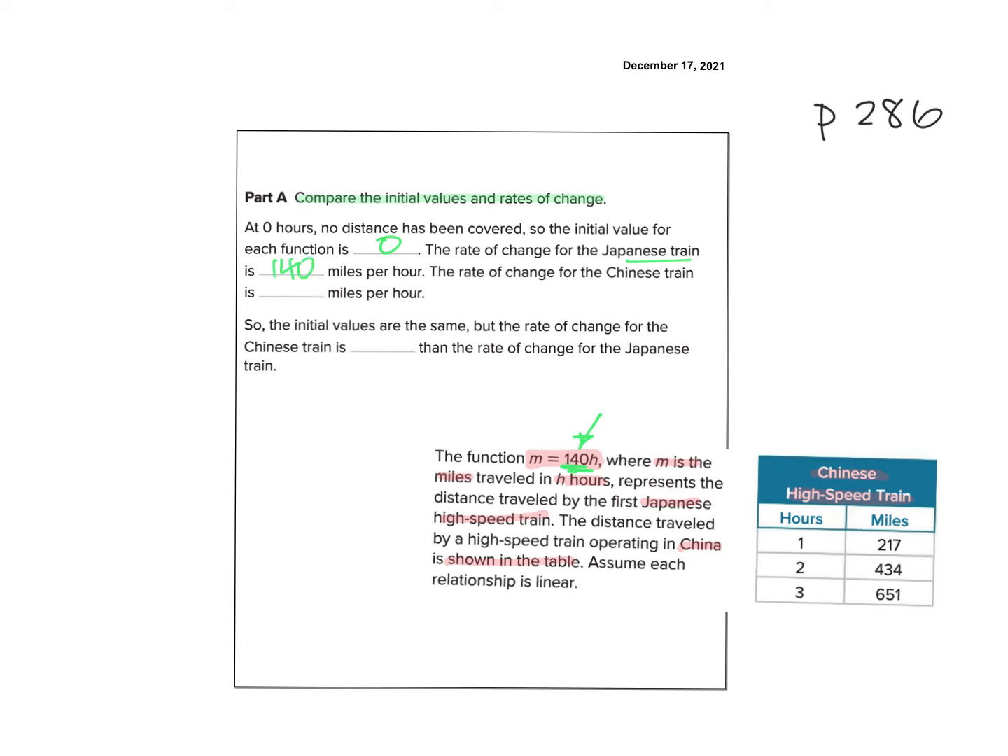The rate of change for the Chinese train is how many miles per hour? Well, if you look at the table, here it goes up 1. And then on the other one, if I do 434 minus 217, it's 217. So it looks like it's traveling 217 miles in 1 hour. So that's its rate, 217 miles per hour. It says, so the initial values are the same. They both started at 0, but the rate of change for the Chinese train is blank than the rate of change for the Japanese train. I would say it's greater, because one is going 140 miles per hour, the other is going 217 miles per hour.